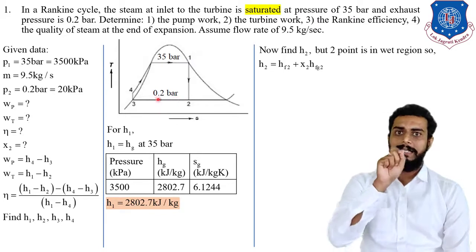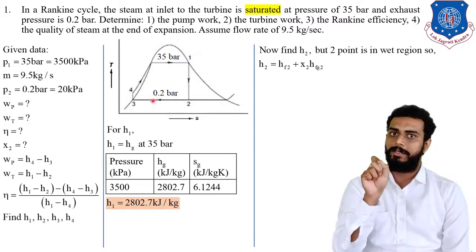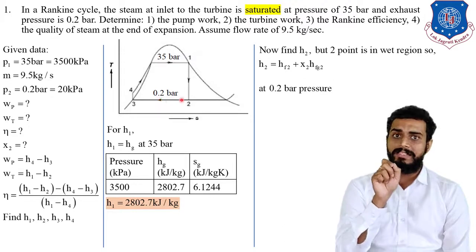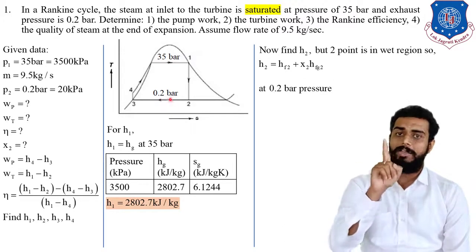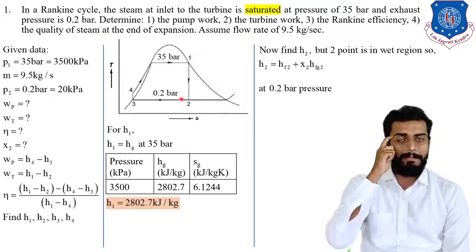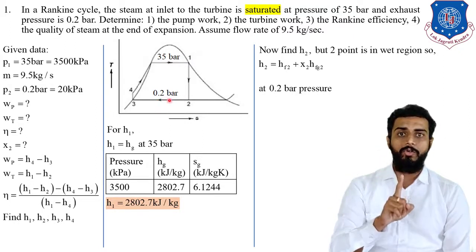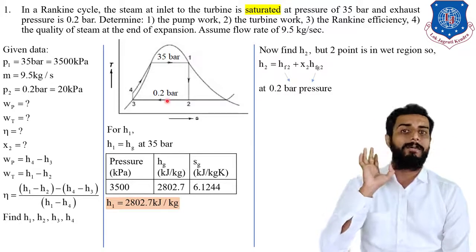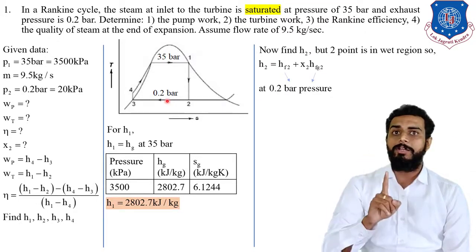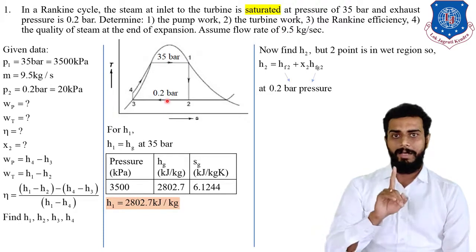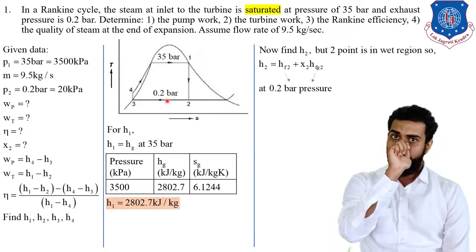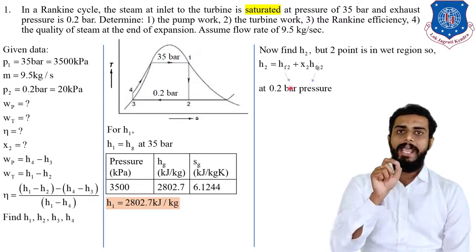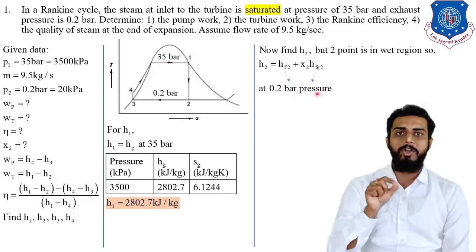Point number 2 is at which pressure? You see that point number 2 is at 0.2 bar pressure. Majority of the students are making this mistake. Remember my words: point number 2 is at 0.2 bar pressure, not at 35 bar pressure. So what you will do? You will open the steam table, and in that steam table, you will find out the value of HF2, or HF, and HFG at 0.2 bar.